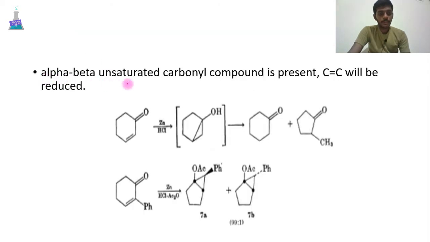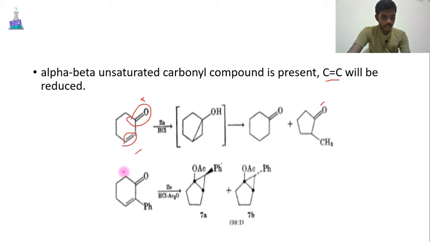Whenever an alpha beta unsaturated carbonyl compound is present, the carbon-carbon double bond alone will be reduced. See, this is an alpha beta unsaturated compound and this is not reduced and only this will be reduced and ring contraction takes place. If it is a 6-membered ring, it forms a 5-membered ring and this remains as it is and only this double bond will be reduced to alkane.